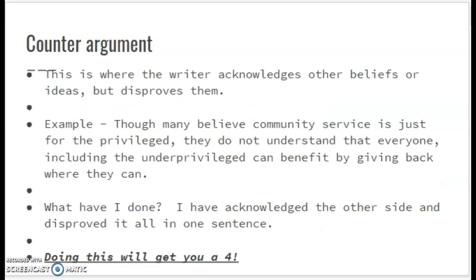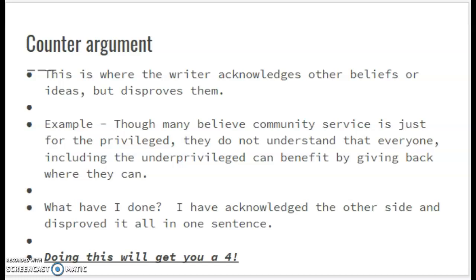Next, we have the counter argument. Remember, this goes in that third body paragraph. It must come after this topic sentence. So this is where the writer acknowledges other beliefs or ideas, but disproves them. Example, though many believe community service is just for the privileged, they do not understand that everyone, including the underprivileged, can benefit by giving back where they can. So what have I done? I've acknowledged the other side and I've attempted to disprove them, all in one sentence.